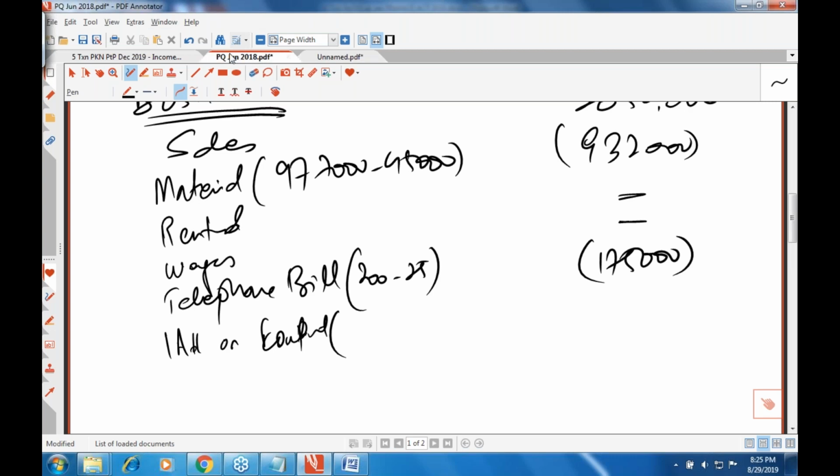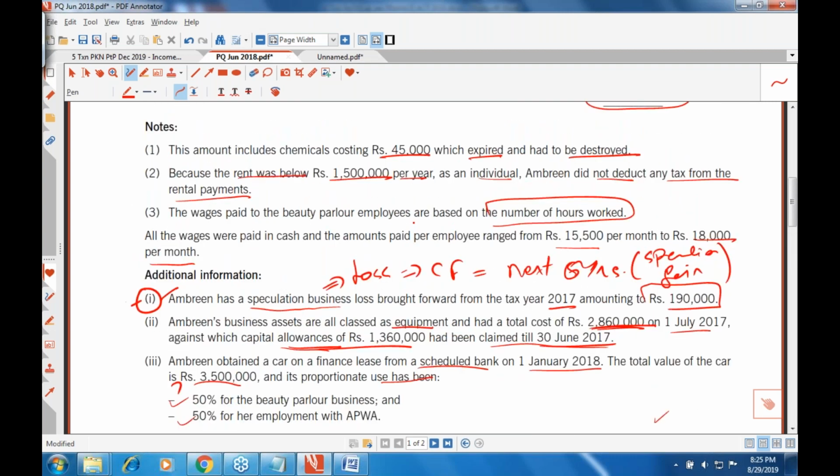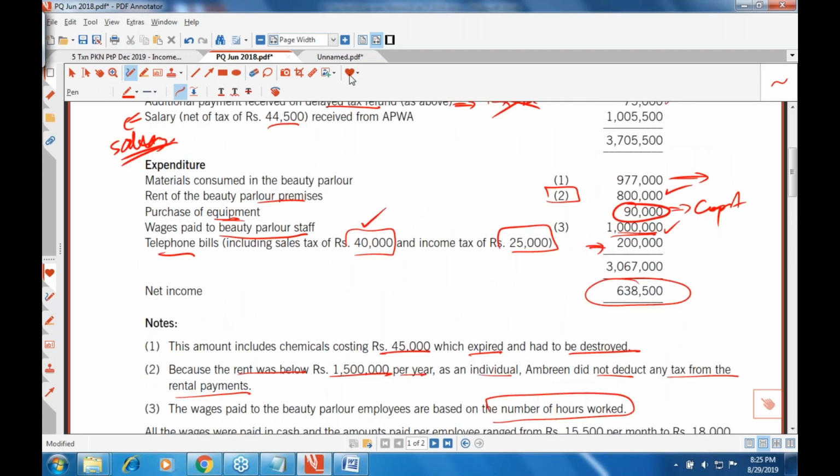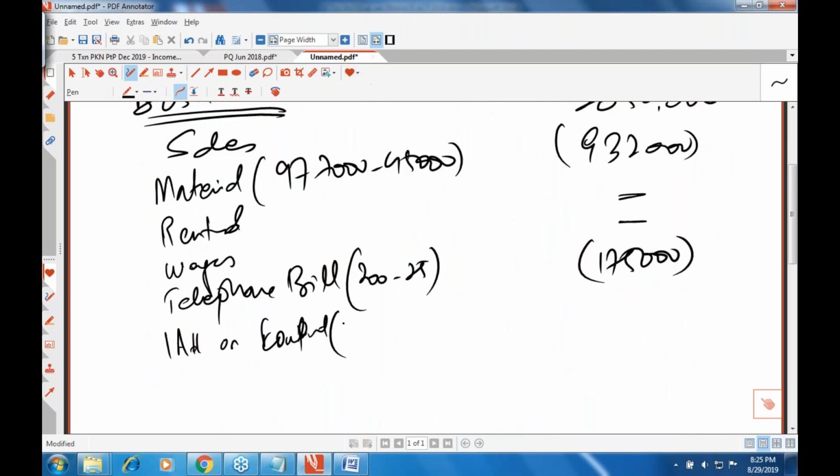When we talk about the initial allowance on the equipment, how exactly do we establish it? This was new equipment of 90,000 which was purchased. So 90,000 multiplied by 25% is going to be the initial allowance on the equipment. So you get 22,500.